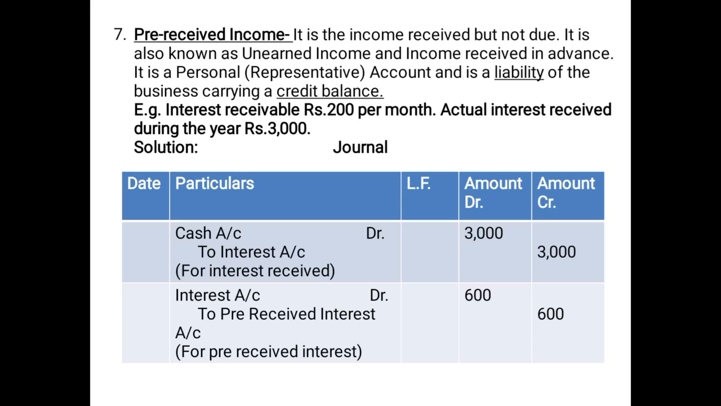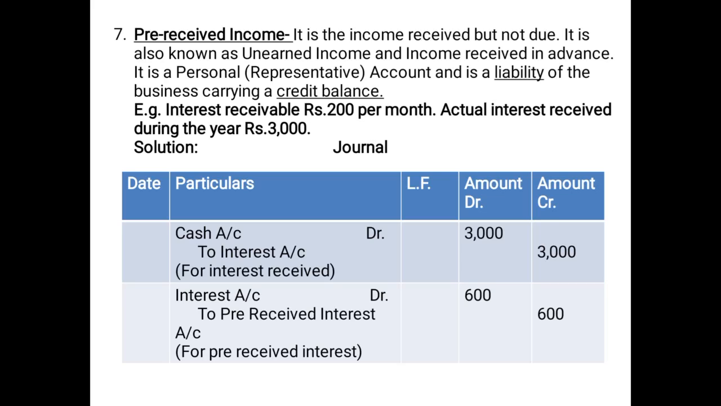For example, interest receivable rupees 200 per month. Actual interest received during the year is 3,000. Now, if the interest is to be received at 200 per month, there are 12 months in a year. So 12 months into 200, that means a total of 2,400 has to be received as interest for the current year. But actually the interest received is 3,000. That means 600 is pre-received interest.